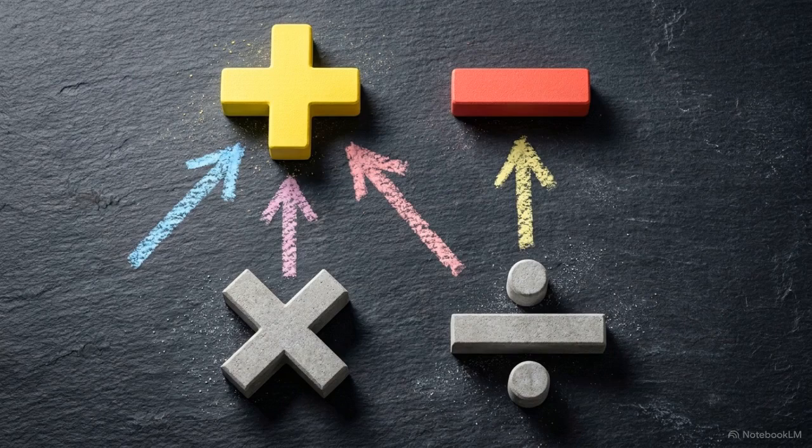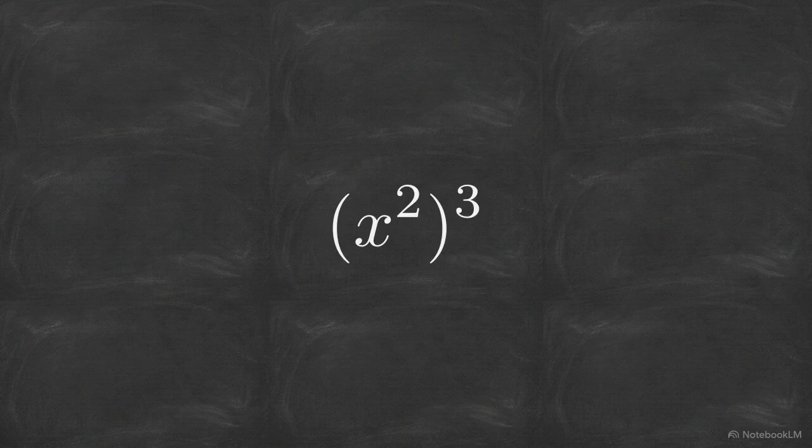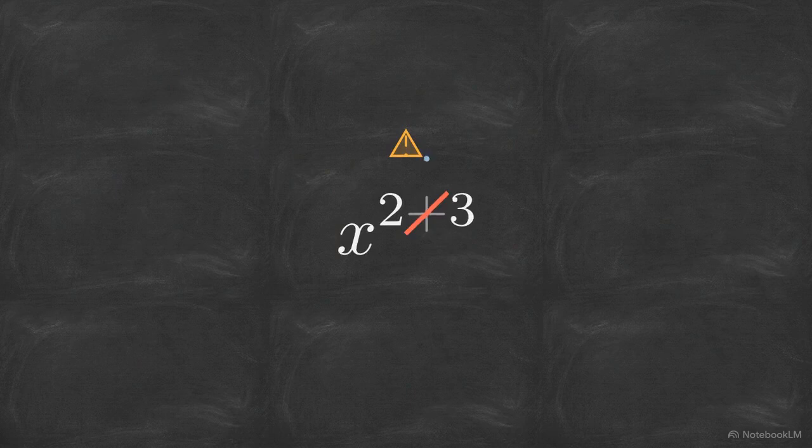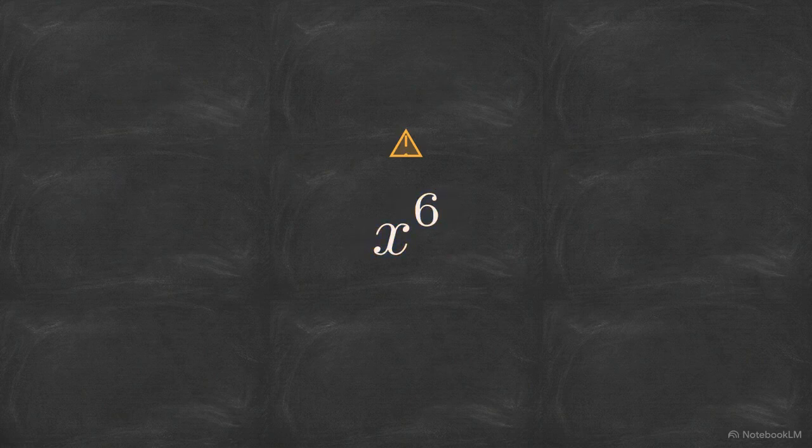and subtraction. A common mistake occurs when raising a power to another power, like x squared all raised to the 3rd. It is easy to accidentally add these numbers, but when an exponent sits right outside a parenthesis holding another exponent, you must multiply them. X squared to the 3rd becomes x to the 6th.